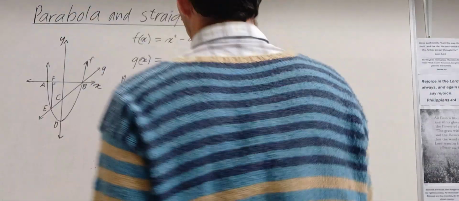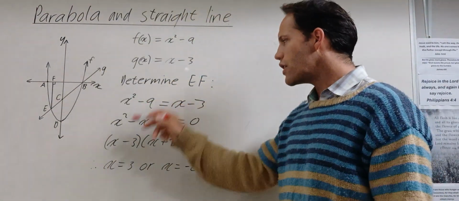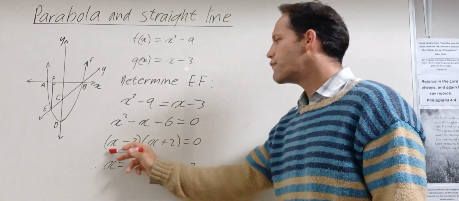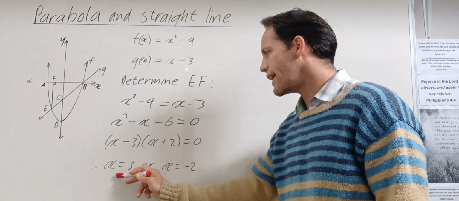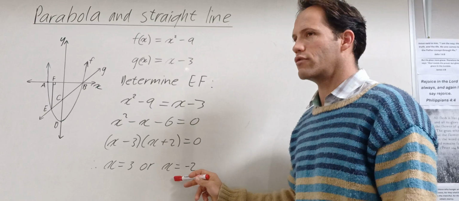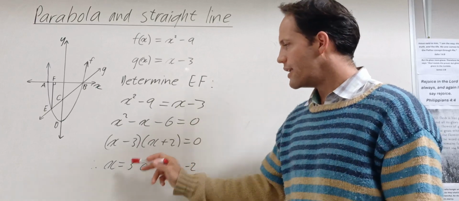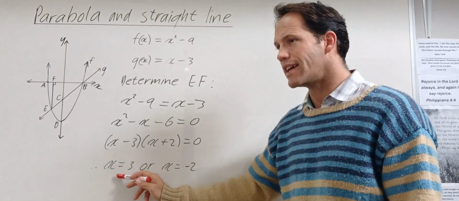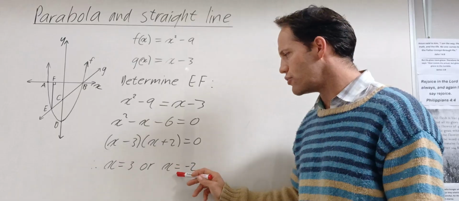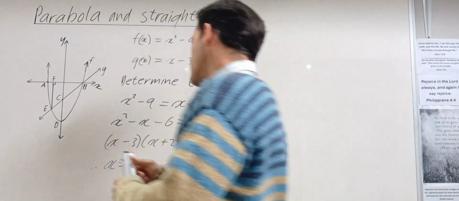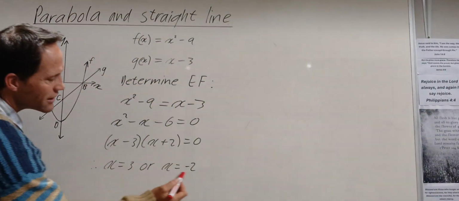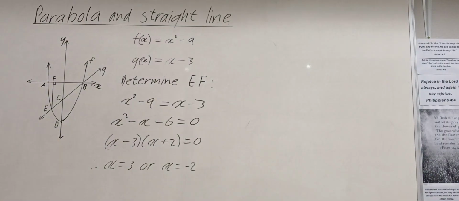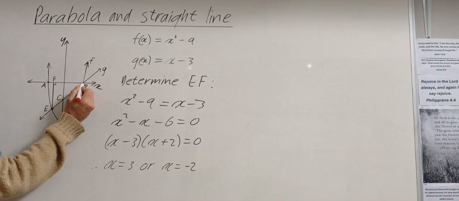So now, because it's a square, take everything over, put it equal to 0, factorize it, and solve. X equal to 3, x equal to negative 2. Now, let's look at this. We got two solutions, x equal to 3, x equal to negative 2. So obviously, if you think about it, that negative 2 must be the intersection here. That's the intersection there. Okay, that's x equal to negative 2. And this one, x equal to 3, is the one there, B.